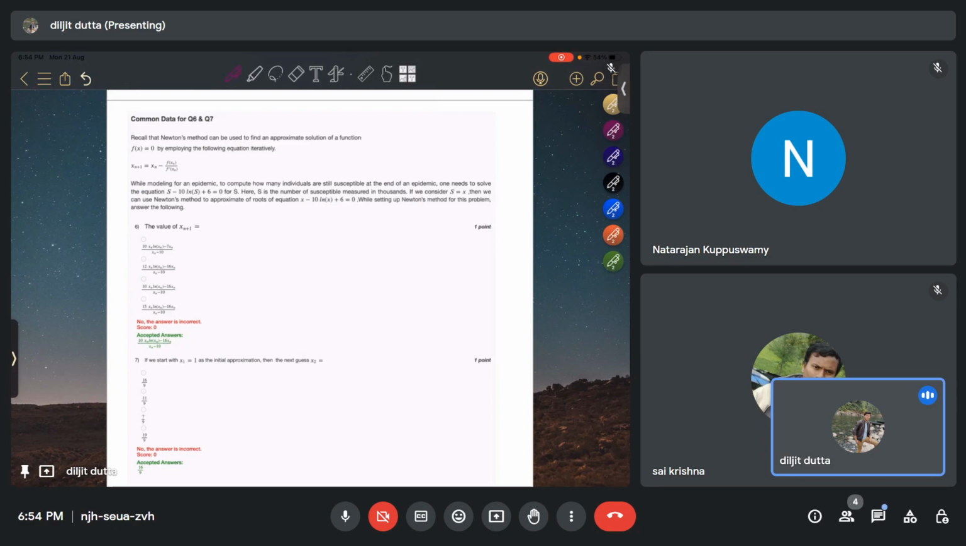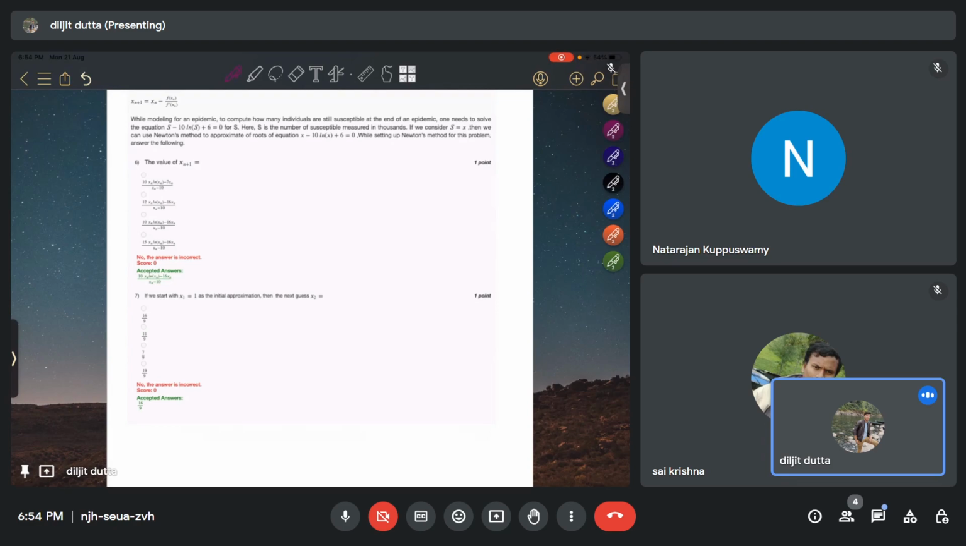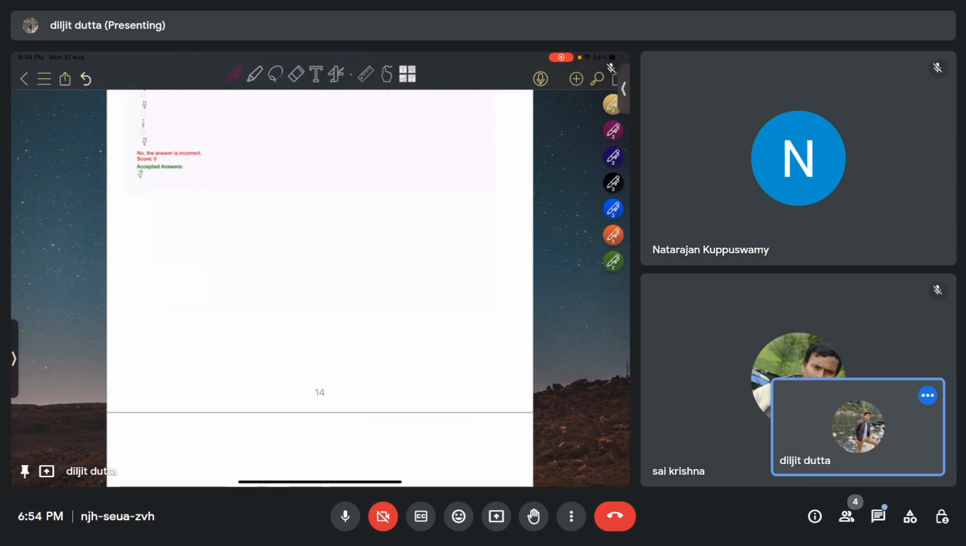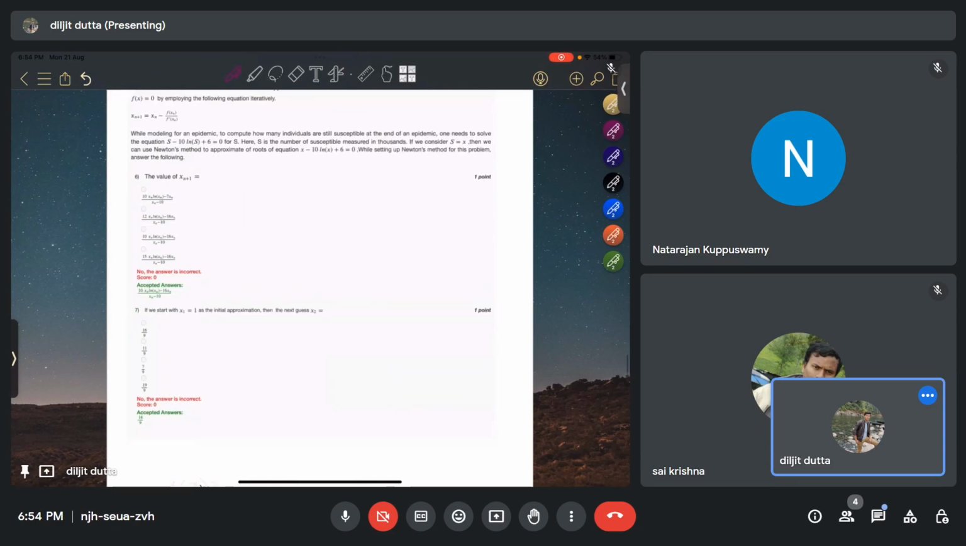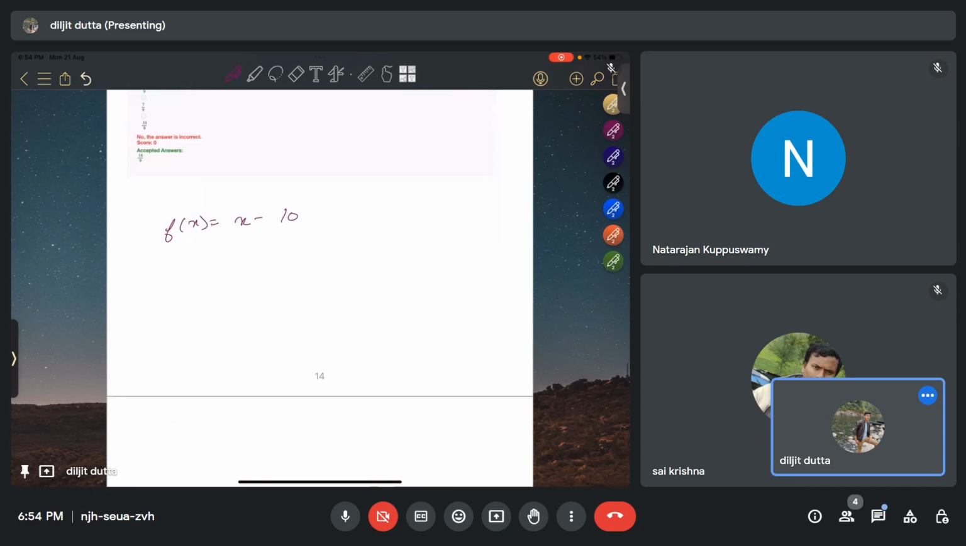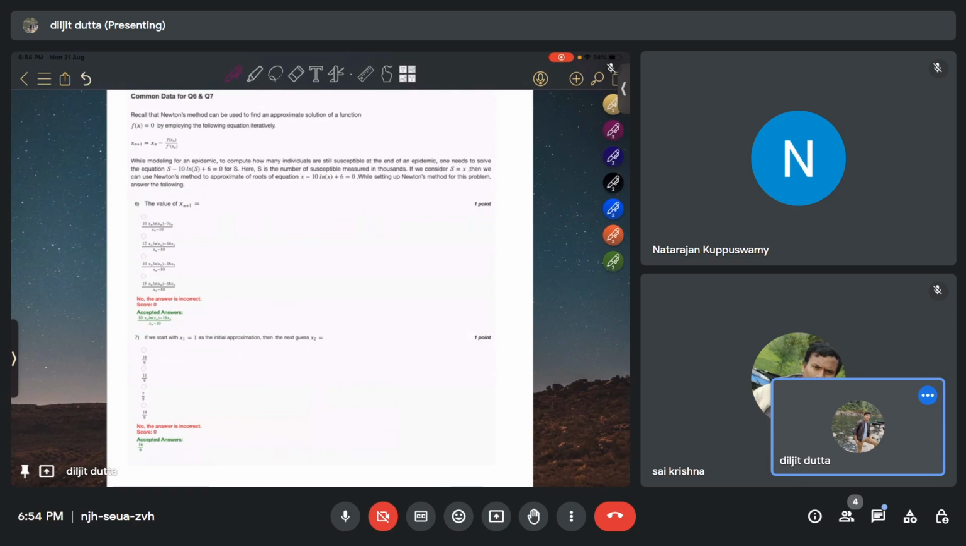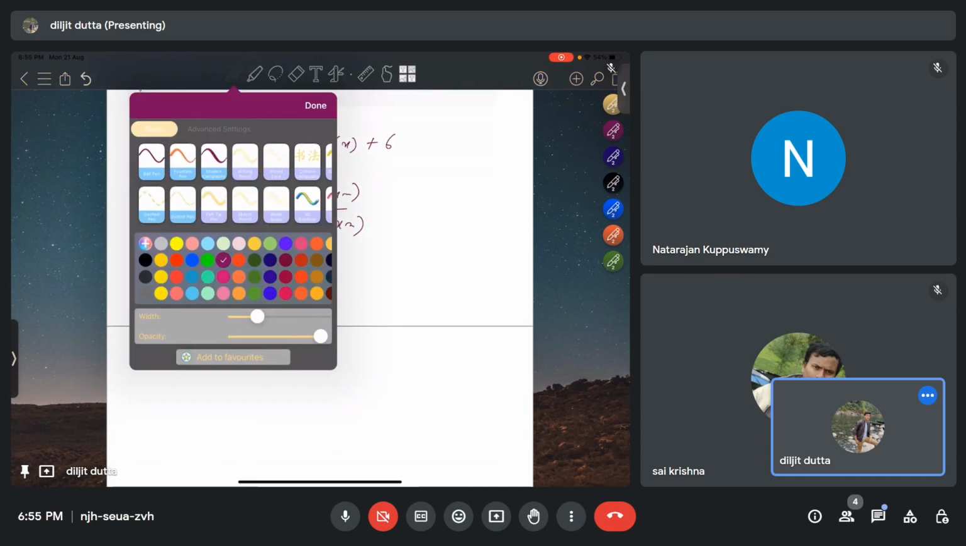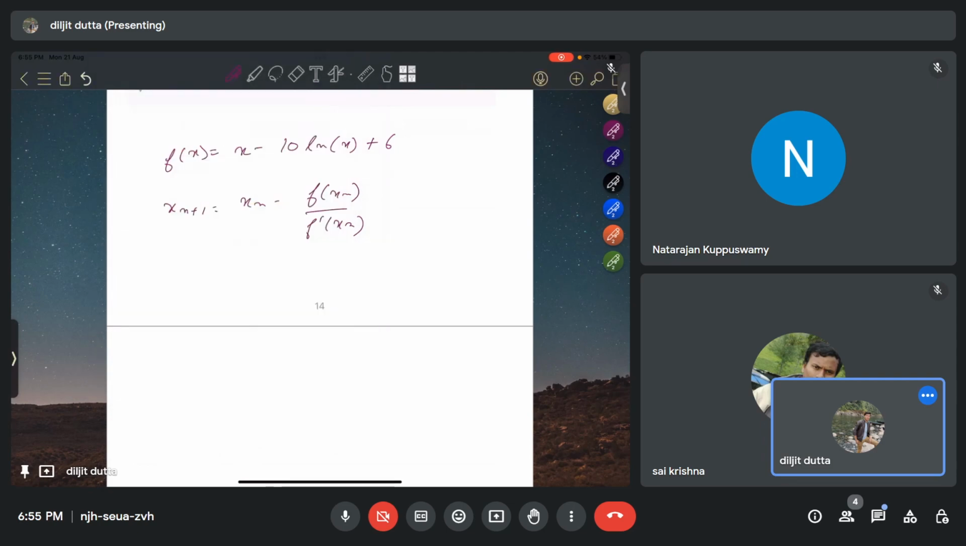While setting up Newton's method for this problem, answer the following: the value of x n plus 1. If we know x n, we can get the value of x n plus 1 in the next step. So let us see the function f of x equal to x minus 10 ln x plus 6. Now Newton's method is x n plus 1 equal to x n minus f of x n by f dash of x n. So we need to find f dash of x n.